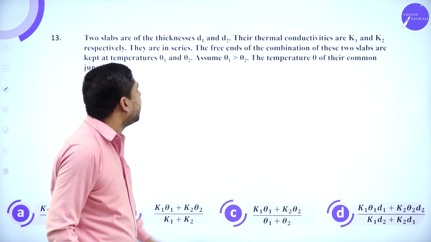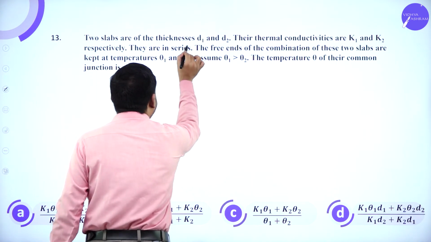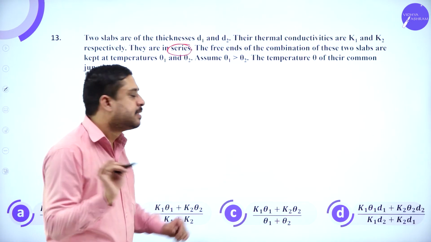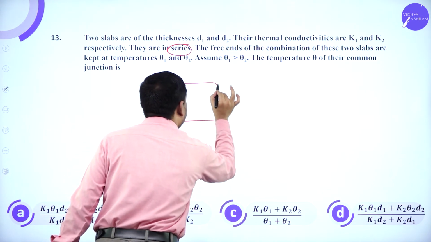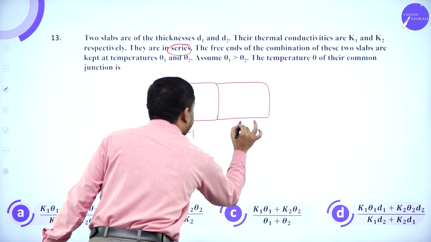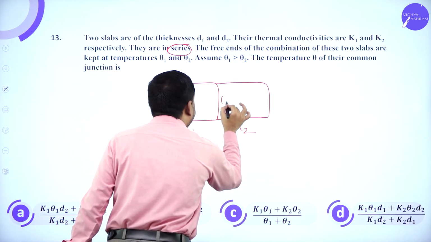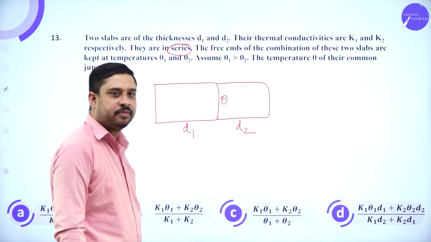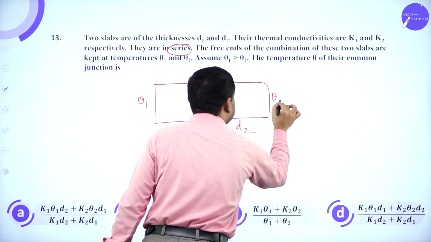Two slabs of thickness D1 and D2 are connected in series. The keyword is that the two slabs are connected in series. Here the slabs are connected in series, with thicknesses D1, D2. I say theta is the temperature of the junction. This is theta 1 and this is theta 2.